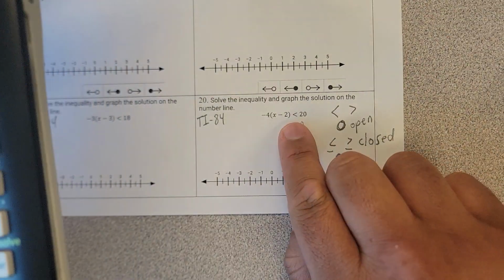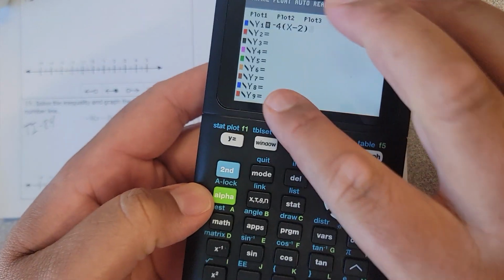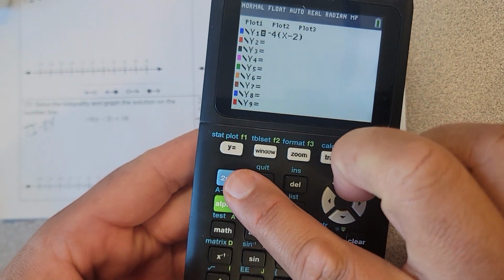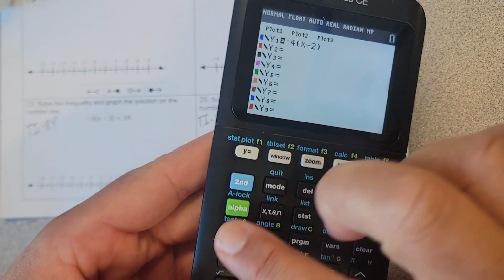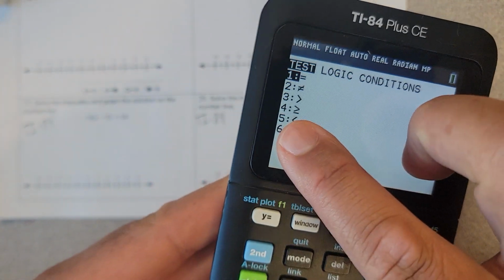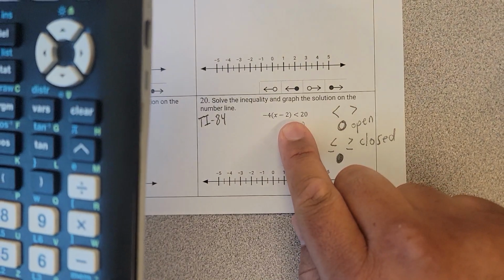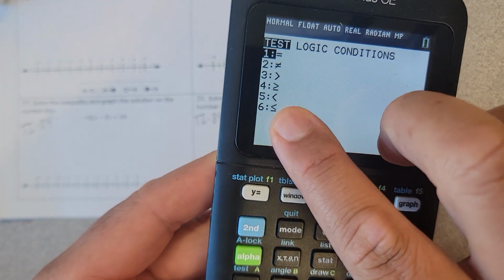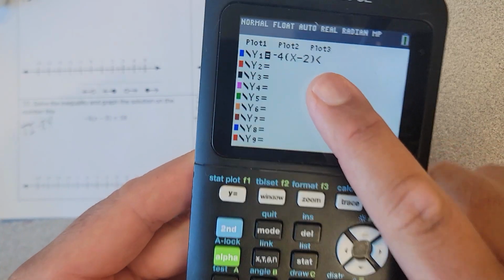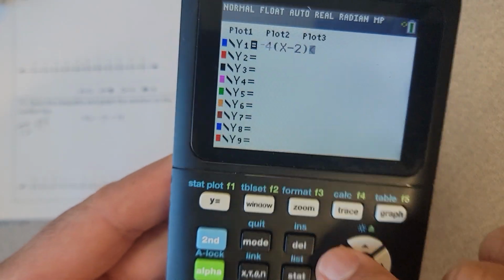And then now we're going to put this less than symbol. All right, to put the symbol, we're going to put it right here. You have to push second and then math. So second math. And now we have our symbols. All right, this is less than. That's number 5, numero 5. And just push number 5. And there you go.